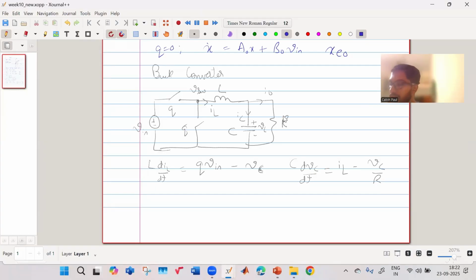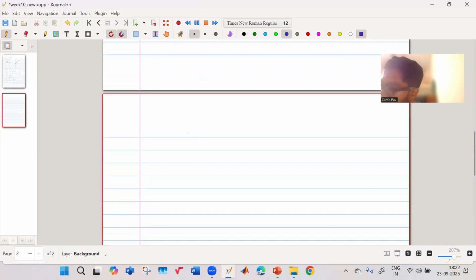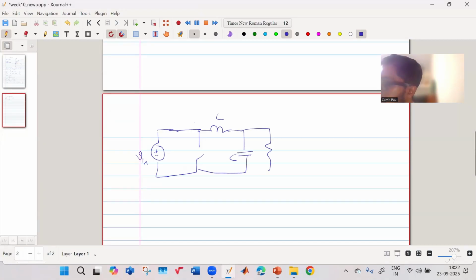Okay, this is a simple buck converter. So now, let us draw. A buck converter has two stages. One, when you have your input over here, and this switch is closed, this switch is open, this is your L, this is your C, and then this is your R. Your IL, your VC. So this is the condition when Q equal to 1.